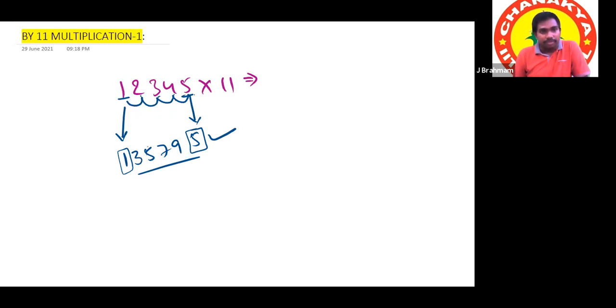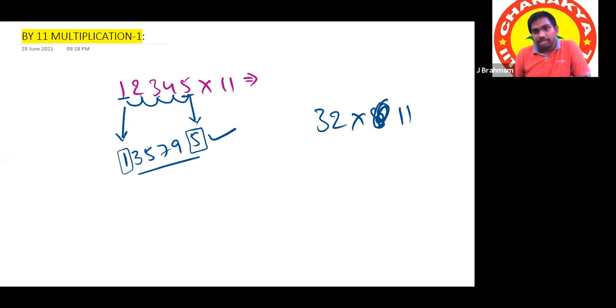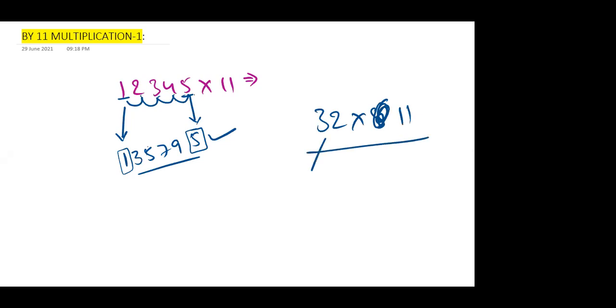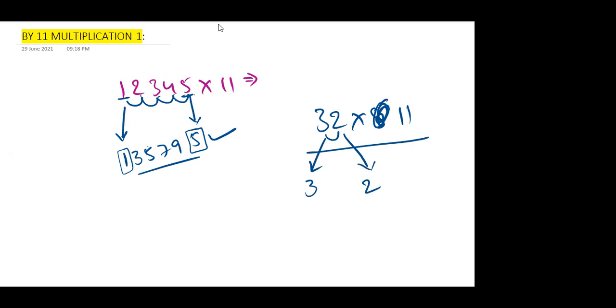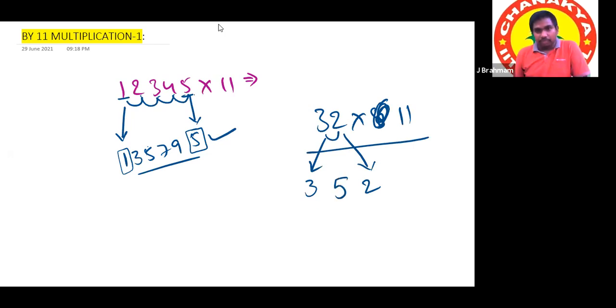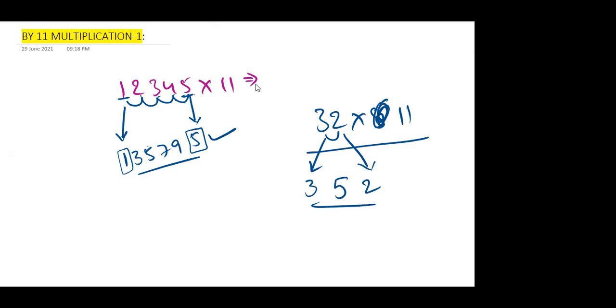Suppose 32 into 11. Now tell the result. 352. That's all. First digit 3, last digit 2, and in the middle we'll get 5 by adding those two digits. 3 plus 2 is 5. 352 is the answer. Very simple, very easy, right? Sir, can you tell again? Sorry?